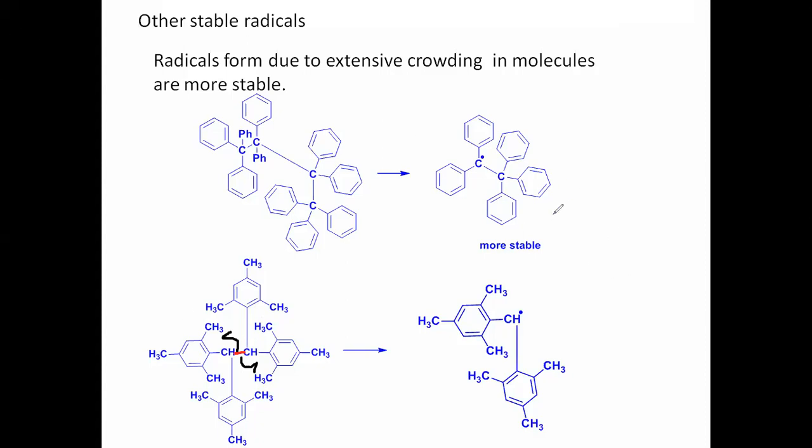The reason is, in this radical, steric crowding is less, very less compared to this. So this is one of the factors. What is the factor? Steric crowding in the molecule may also lead to the formation of free radicals. Okay.